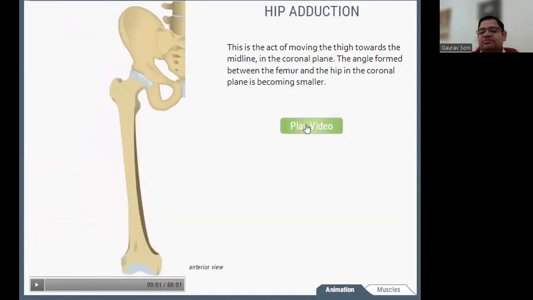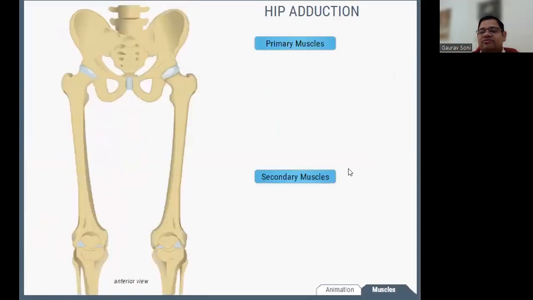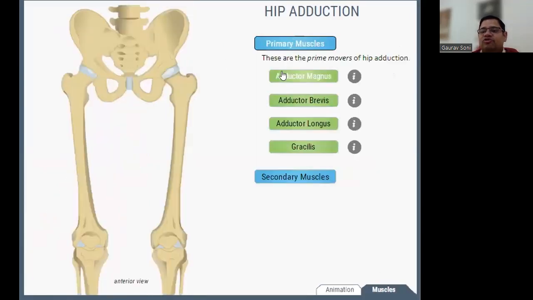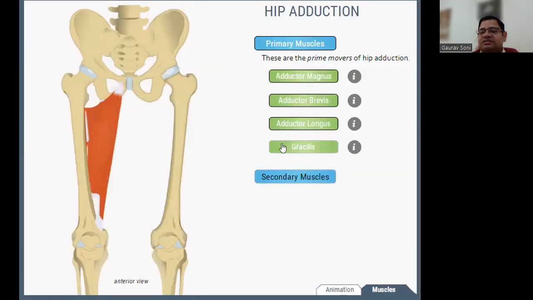Then it's coming towards the midline. So this is adduction. The muscles involved here will again be two groups. The primary group will be adductor magnus, adductor brevis, adductor longus, and gracilis. You may recall that these are all in the middle compartment of the thigh region.